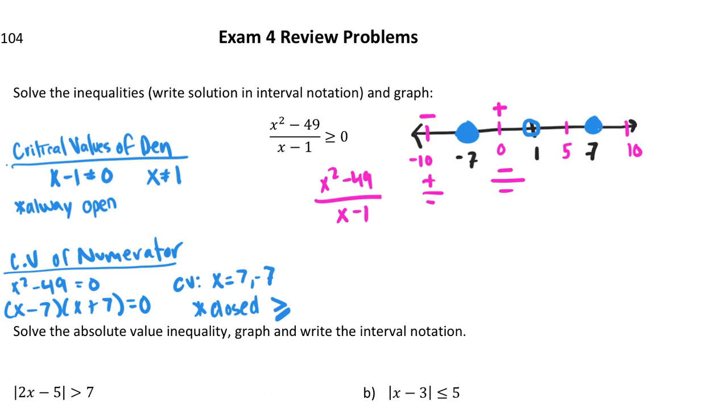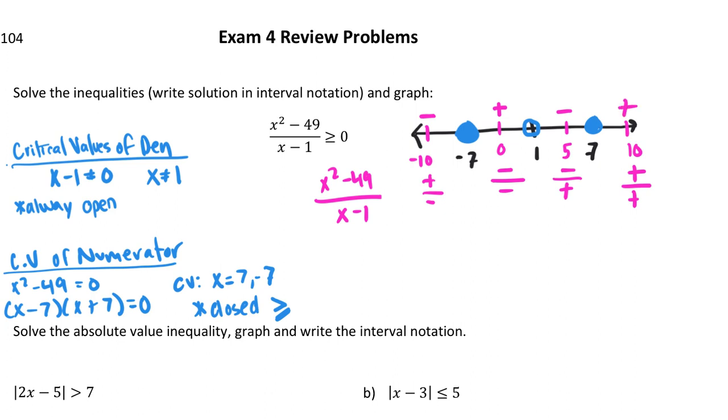Okay, then let's pick this -5 or +5. 5 squared is 25. 25 minus 49 is negative. I don't care what it is, I just know that it's negative. And then I'm going to take the 5 and go 5 minus 1. That is positive. So that's a negative over a positive, which is negative. And then the 10 last, we've got 10 squared minus 49. So 100 minus 49 is definitely positive. And 10 minus 1 is also positive.